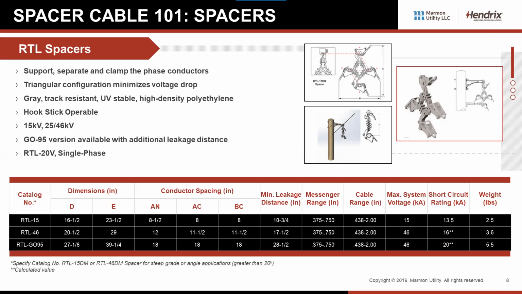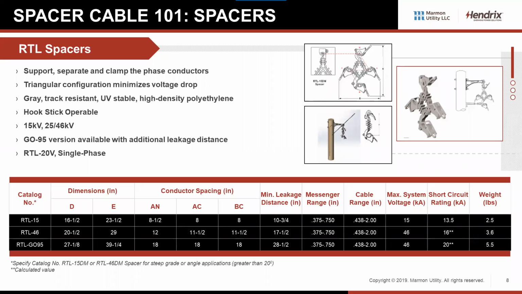Traditionally, obviously, we start at 15 kV. Our phase-to-phase spacing at 15 kV is about 8.5 inches. The next size that's going to be used for 25 to 46 kV, the phase-to-phase spacing is about 11.5 inches. So it's still a pretty tight configuration, it's not very far apart.